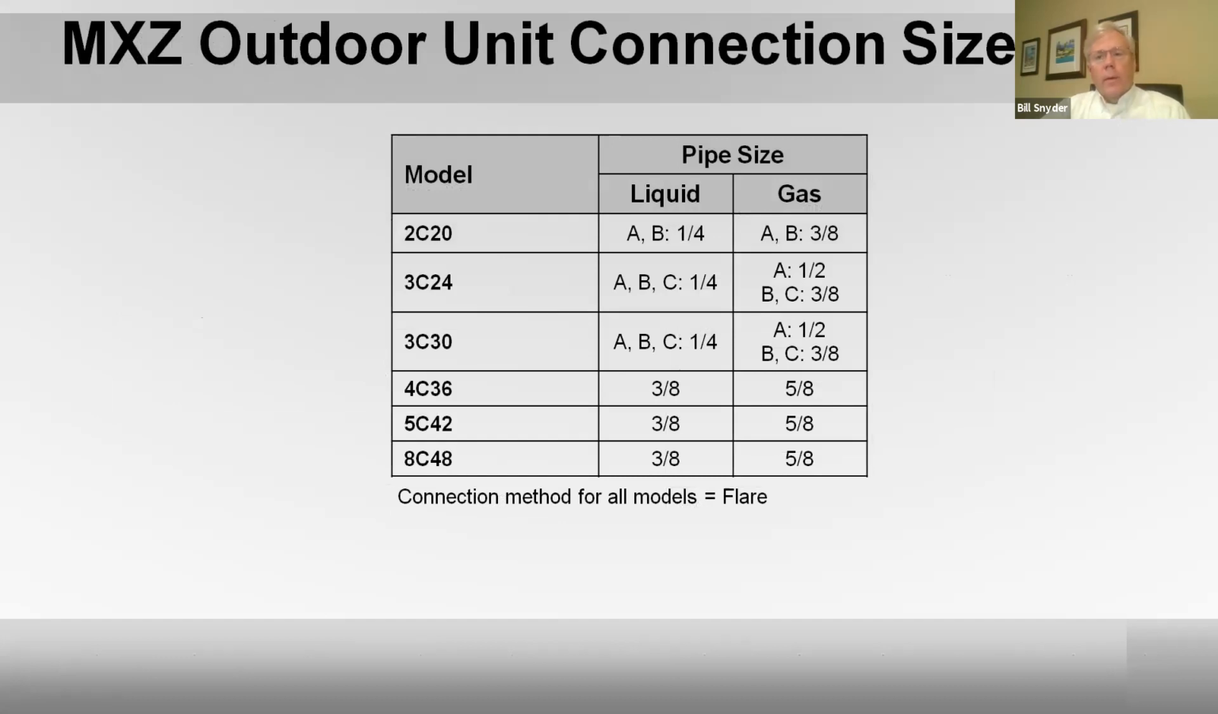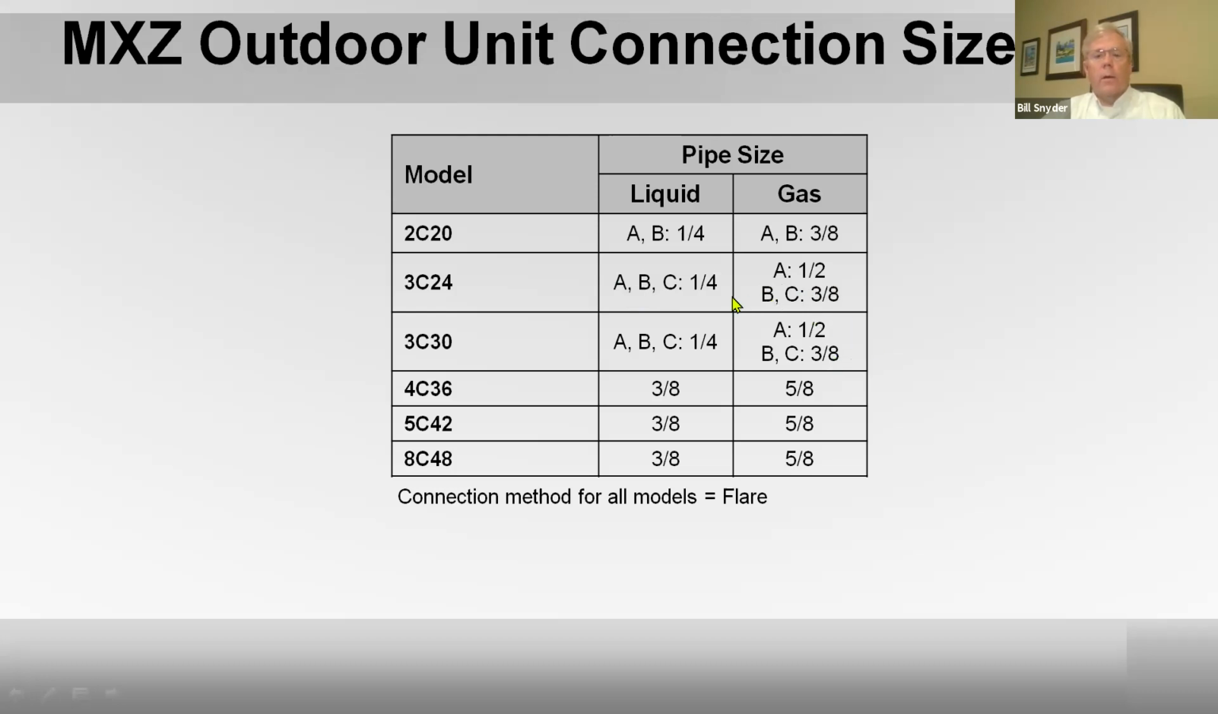And these are the MXZ multi-zone units. Just for an example, the 2C20 has 2 lines. Both A and B port liquid are 1/4, and A and B port gas are 3/8. When you get down to this 24, there are 3 ports. That's a 3C30, so there'd be 3 ports, and the liquid line would be 1/4 inch, and the gas or suction line, port A would be 1/2, so it'd be 1/4 by 1/2, and port B and C would be 1/4 by 3/8, and so on and so forth.